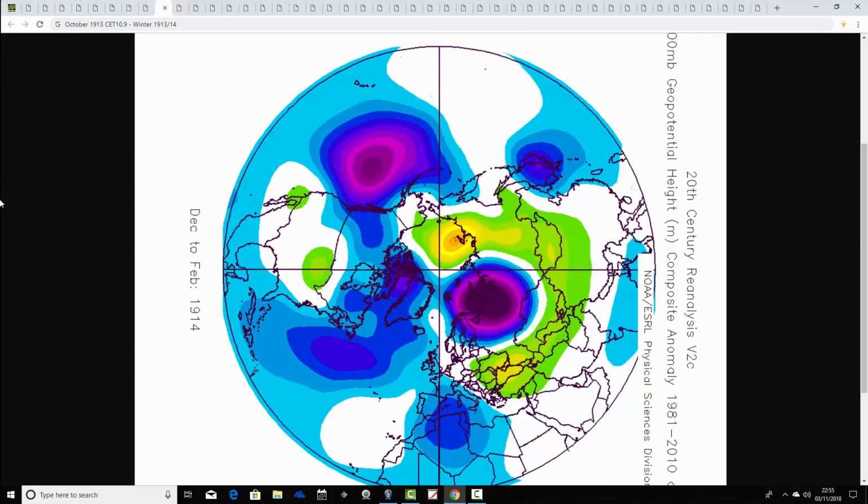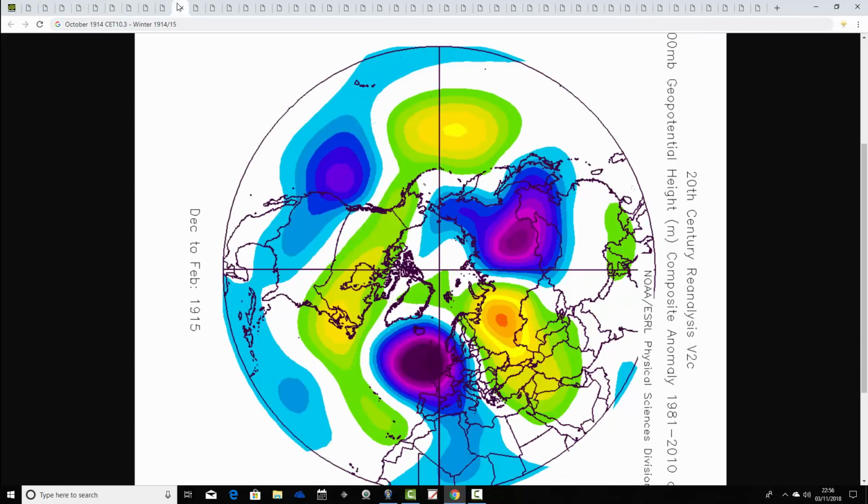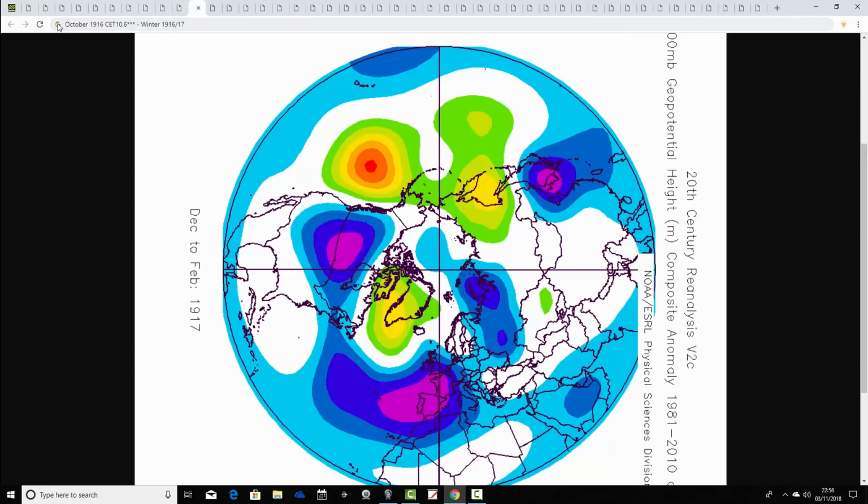1910-1911. October 1913 comes up next with a CET of 10.9. The winter of 1913-1914 is quite unsettled with below average heights close to the country, and it wasn't cold either. We've got 1914 next. October 1914 has a CET of 10.3. The winter of 1914-1915 places a deep trough of below average heights over top of the country. That's an exceptionally wet winter and a fairly mild winter as well in 1914-1915. Our next cold winter shows up. It follows October 1916 with a CET of 10.6.